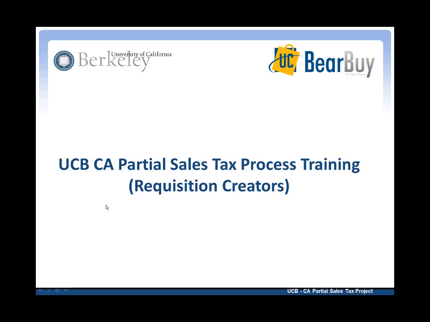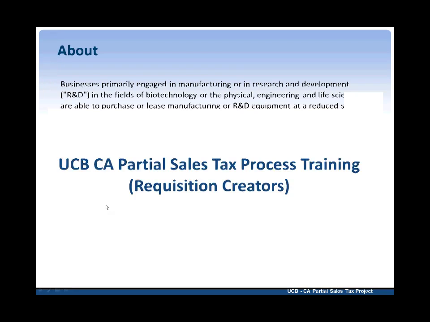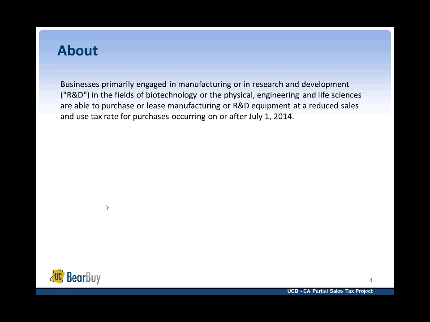So let's go ahead and get started on just what this new process is. So this mainly came out of legislation from the state. They noticed, or they stated, that businesses primarily engaged in manufacturing or in research and development in the fields of biotech or physical engineering or life sciences are able to purchase or lease manufacturing or research and development equipment at a reduced sales and use tax rate for purchases occurring on or after July 1st, 2014.